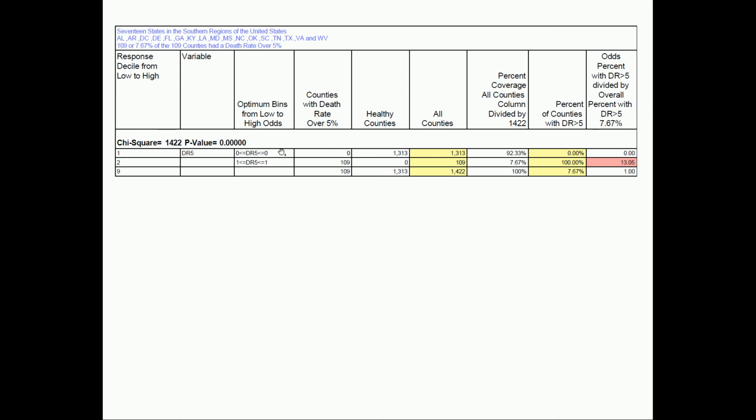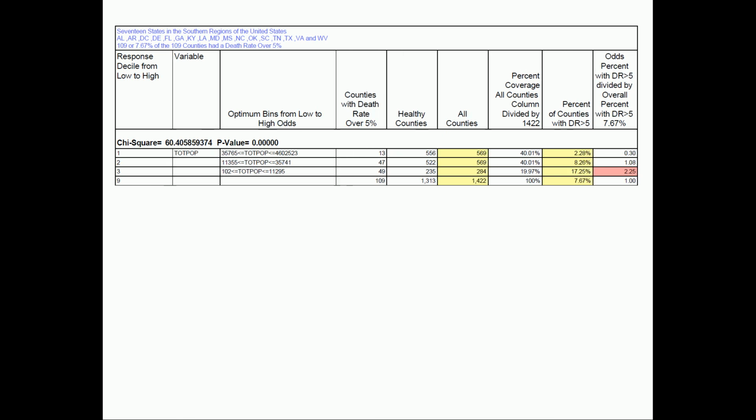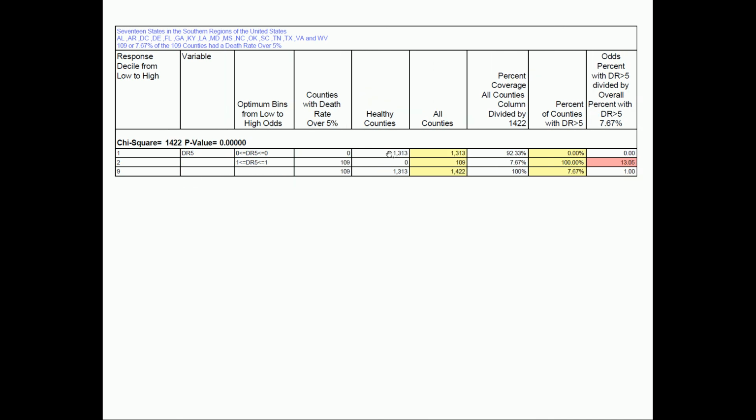Here's the perfect split, because I'm splitting the dependent variable, and of course it accurately split exactly 1313 and 109: the 109 counties with a death rate over 5% and the healthy counties. So this does a perfect split. And population is the next strongest. These are in order of power. Total pop. See, these are the same, measuring the same thing. Total pop, top SF1. They're just estimates of the population. And that's about it. Thanks for listening.